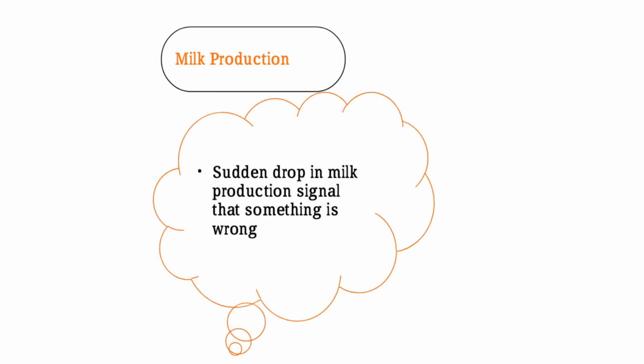Milk production is also a signal that the animal performs very well or is in good health condition. A sudden drop in milk production signals that something is wrong. The animal may be unhealthy or going into the stage of pregnancy. This indicates something has happened to the animal. It may also be an influencing factor that the animal may be sick, which indicates that the animal is not able to produce milk properly or adequately.